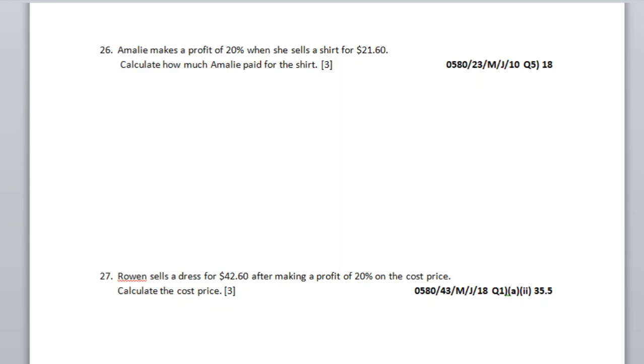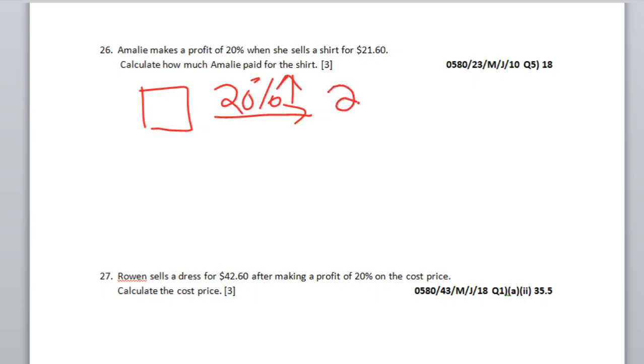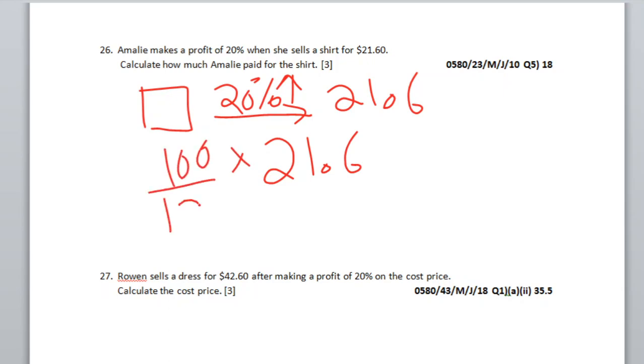Question number 26. ML makes a profit of 20% when she sells a shirt for 21.60. Calculate how much ML paid for the shirt. So we have a value that we need to find, and 20% increase in this value gives us 21.6. This is reverse percentage. So write 21.6 times 100 over 120. Because it's a 20% increase, this will give us 80.